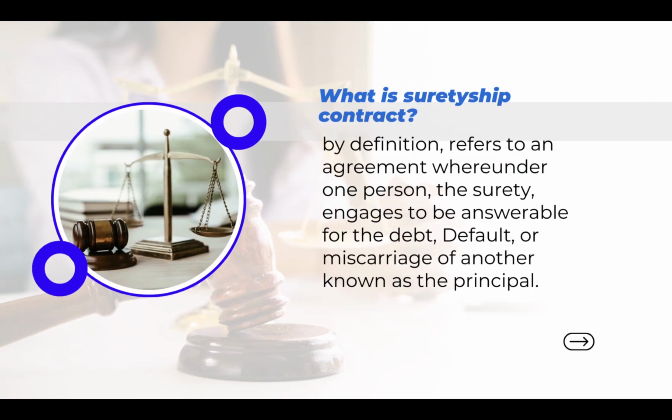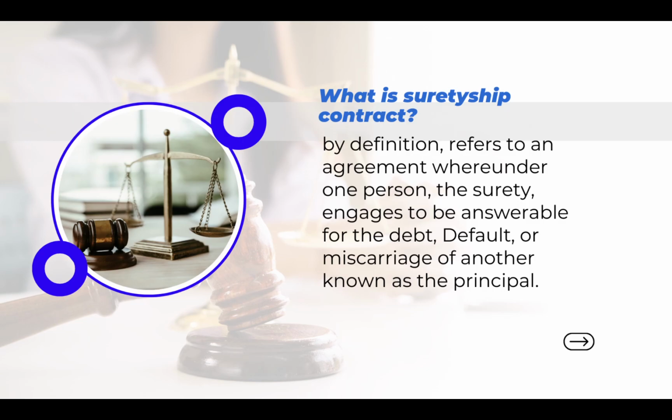Okay? What is a suretyship contract? By definition, it refers to an agreement whereunder one person, the surety, engages to be answerable for the debt, default or miscarriage of another known as the principal. Ngayon, surety lang is para lang sabihin na sure na magbabayad siya. A and B. Si B ang surety. So si B ang naggagarantya or nagsisure na babayaran ni A ang utang niya kay X. So that is suretyship. Okay?